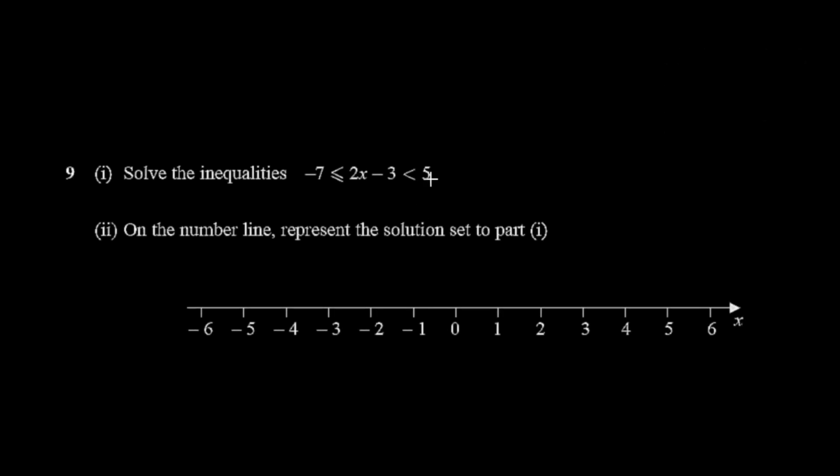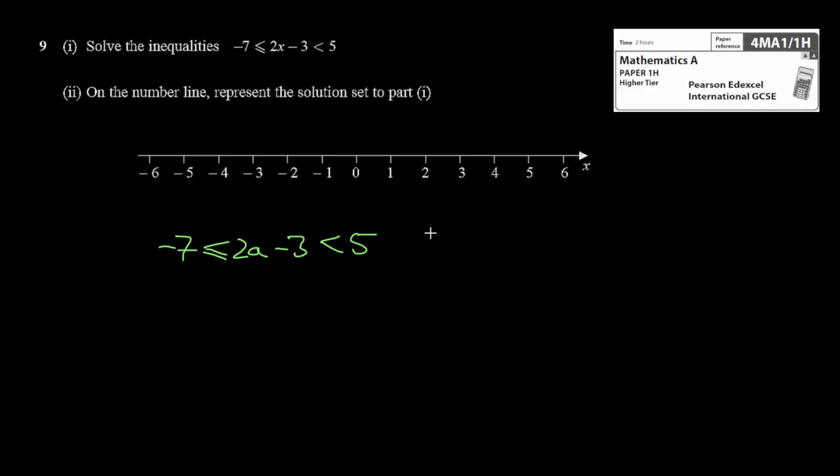In question 9, we've been asked to solve an inequality and then represent that inequality on this number line. Well, the first thing we can do is to add 3 to all elements. Therefore, -4 is less than or equal to 2a, which is less than or equal to 8.